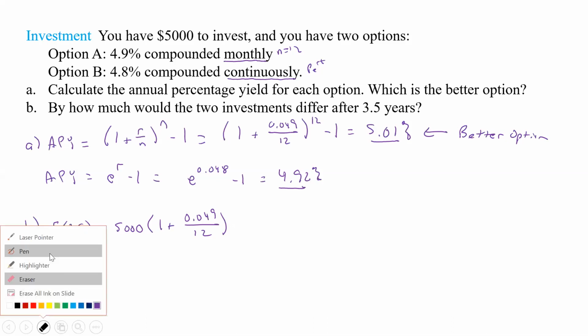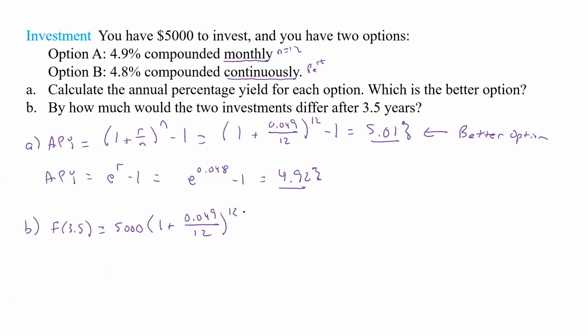Okay, to the 12, and then that's going to be times our years, so it's 3.5. And so that will give us the first one, and then the other one, f of 3.5, is going to be 5 grand again, and now we have e to the 0.048, and then times the 3.5, and so that will give us that one. So let's do both of those, and we'll write them down and see what we get.